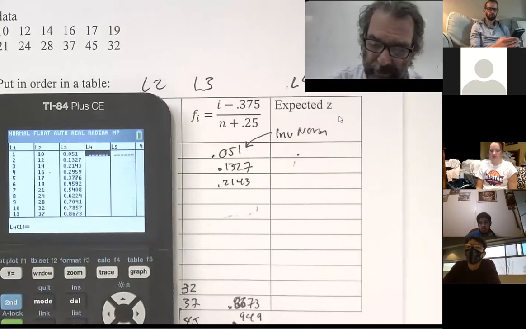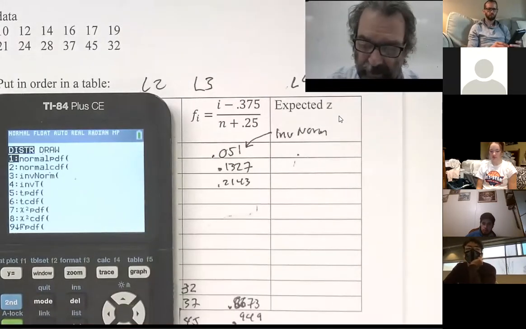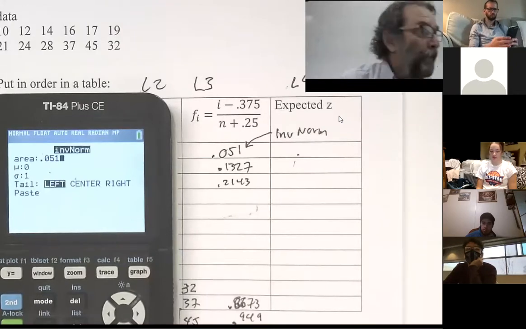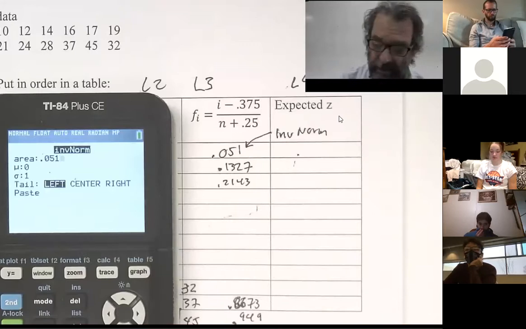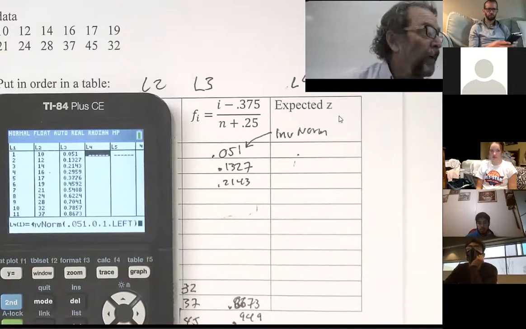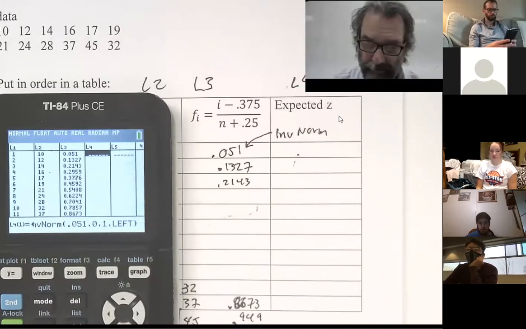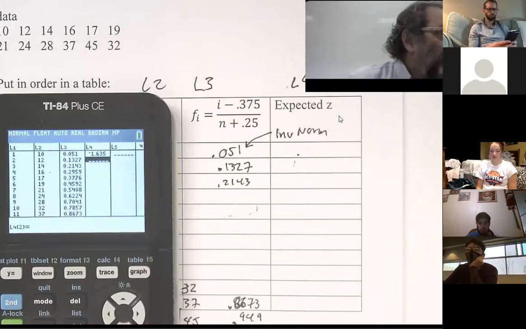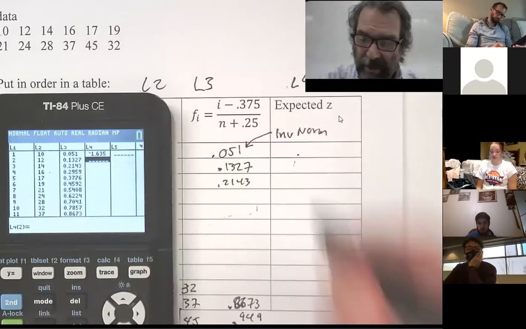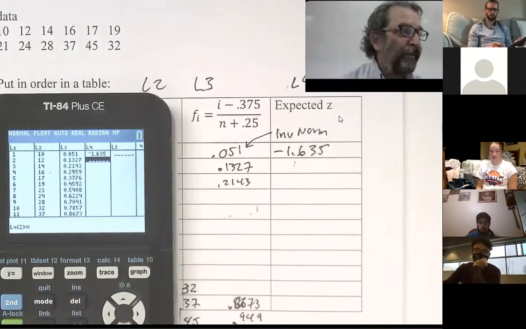Can we just go straight there? I'm going second distribution, leaving my cursor there, and going to inverse normal. I hit enter. Now I'm typing 0.051. Then we go down, down, down to paste, and it's going to paste it into that exact spot. That's the hope. So there's the negative 1.635 we wanted. Now I just have to do that 11 more times successfully.